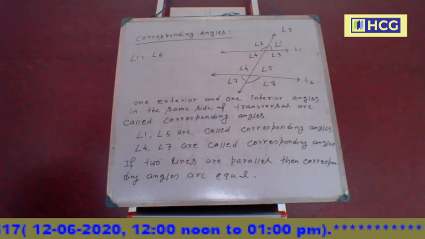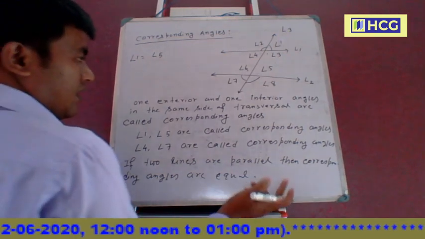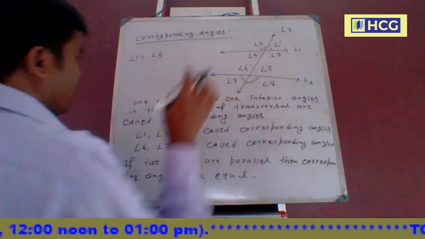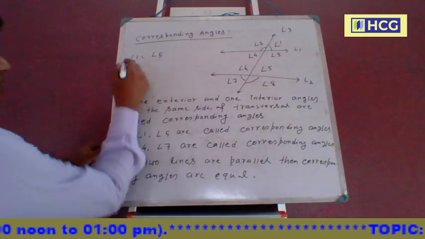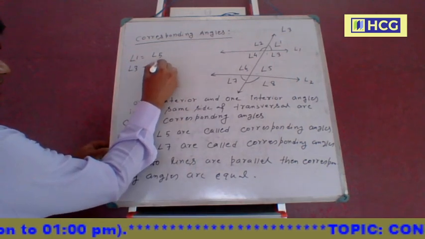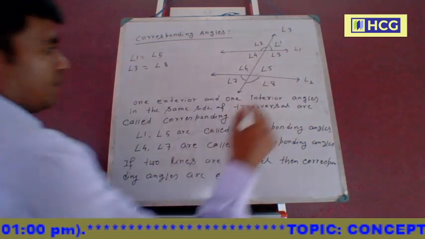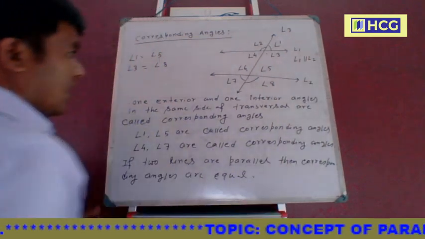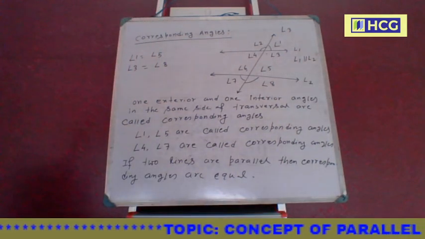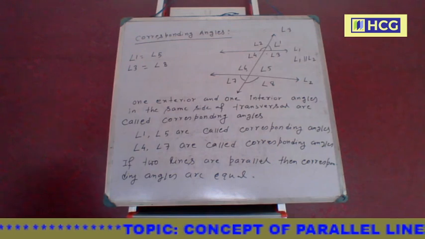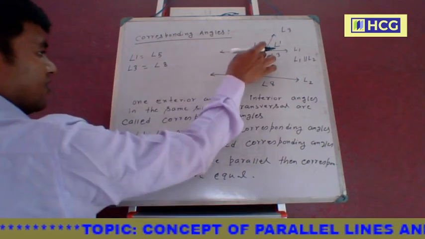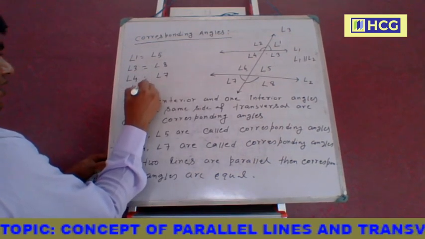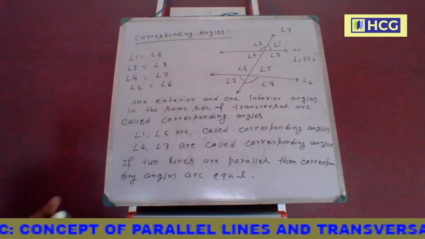Already I told you that vertically opposite angles are equal. So here we can say that corresponding angles are equal. Angle 1 and angle 5 are corresponding angles, so angle 1 equals angle 5. Angle 3 and angle 8 are corresponding angles, so angle 3 equals angle 8. This holds definitely when the two lines are parallel, L1 parallel to L2. Otherwise corresponding angles are formed, but they are not equal. Angle 4 and angle 7 are corresponding angles, so angle 4 equals angle 7. And angle 2 and angle 6 are corresponding angles, so angle 2 equals angle 6.